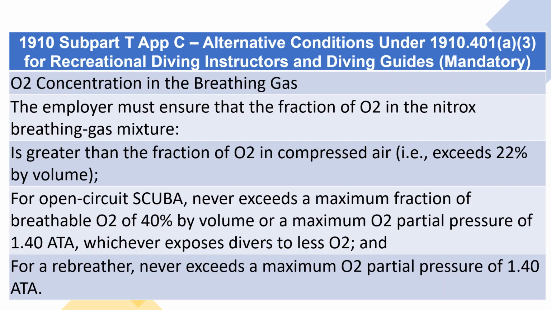O2 concentration in the breathing gas. The employer must ensure that the fraction of O2 in the nitrox breathing gas mixture is greater than the fraction of O2 in compressed air, i.e., exceeds 22% by volume. For open circuit scuba, never exceeds a maximum fraction of breathable O2 of 40% by volume or a maximum O2 partial pressure of 1.40 ATA, whichever exposes divers to less O2. And for a rebreather, never exceeds a maximum O2 partial pressure of 1.40 ATA.